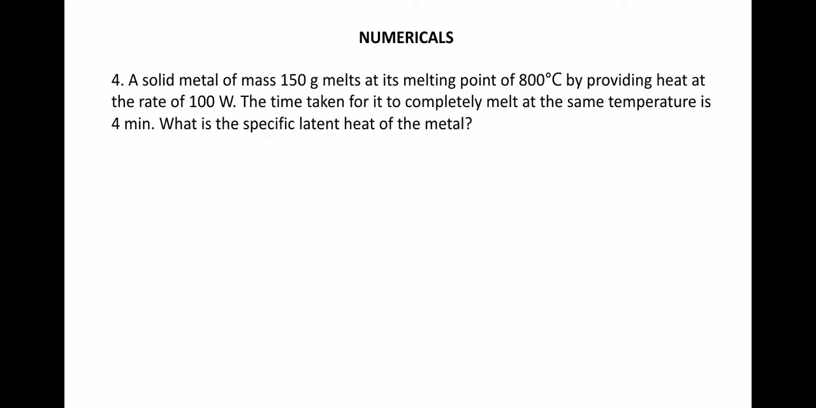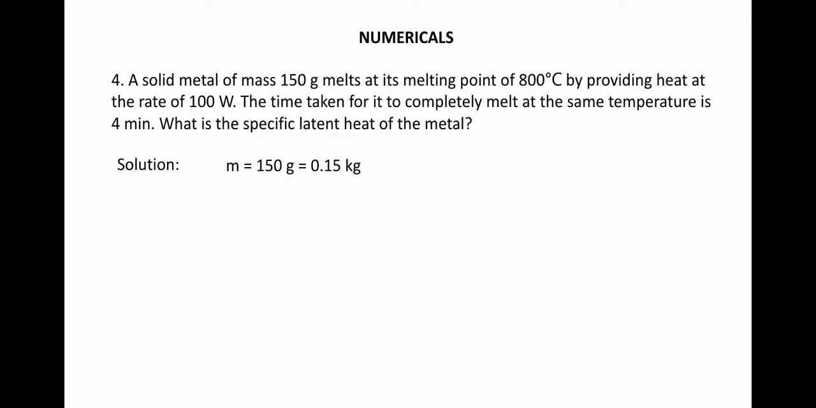So, a solid melts at the melting point of 800 degrees Celsius, and the rate of flow of energy, that is, we can say the power, is 100 watt, and the time taken to completely melt at the same temperature of 800 degrees Celsius is 4 minutes. So we have to calculate the specific latent heat of the metal. So we will write down the data collected from the question. The mass is given, which is equal to 150 grams, which is equal to 0.15 kg.